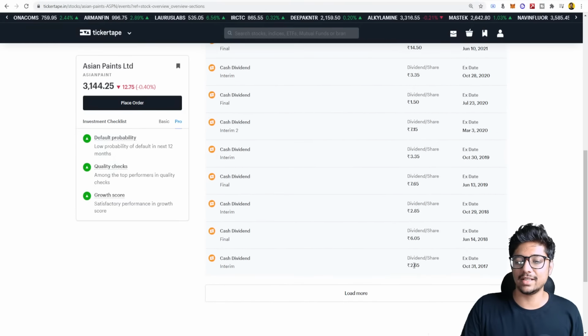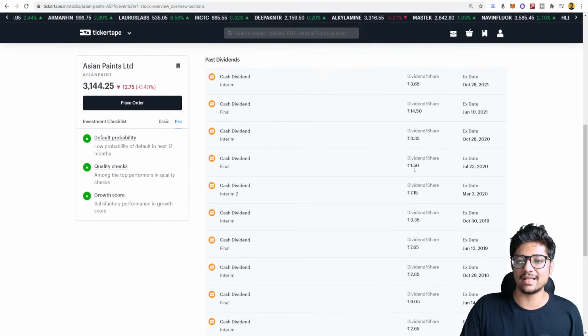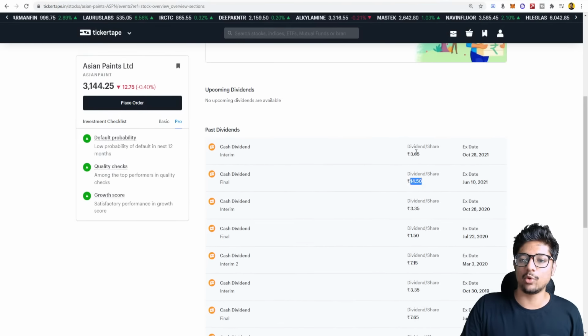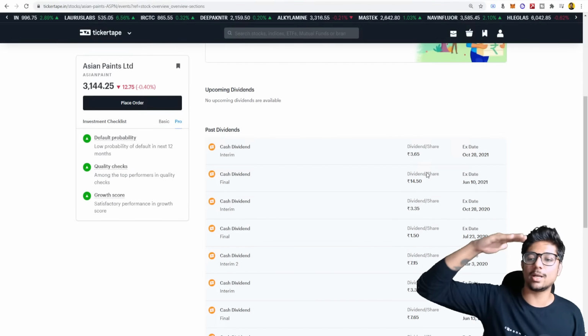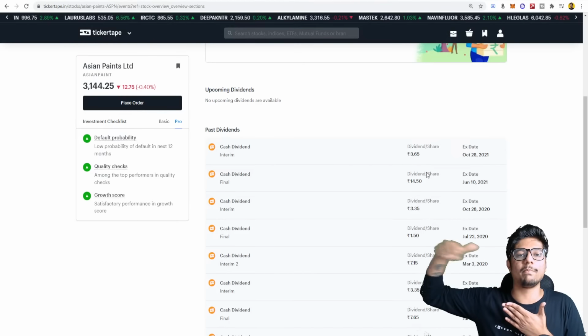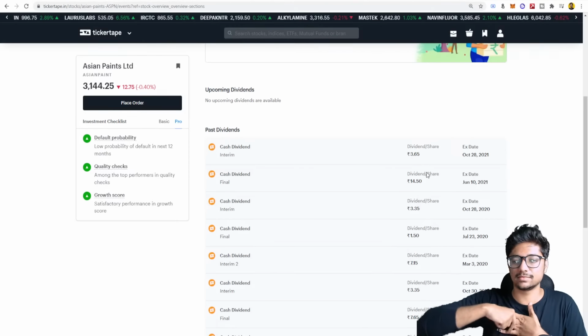In 2017, this was giving 2.6, 2.7, 3.7, 1.3, a bad year maybe, 14.3, right? You see how dividends keep going up for Asian Paints. So this also compounds. Got it? Awesome.